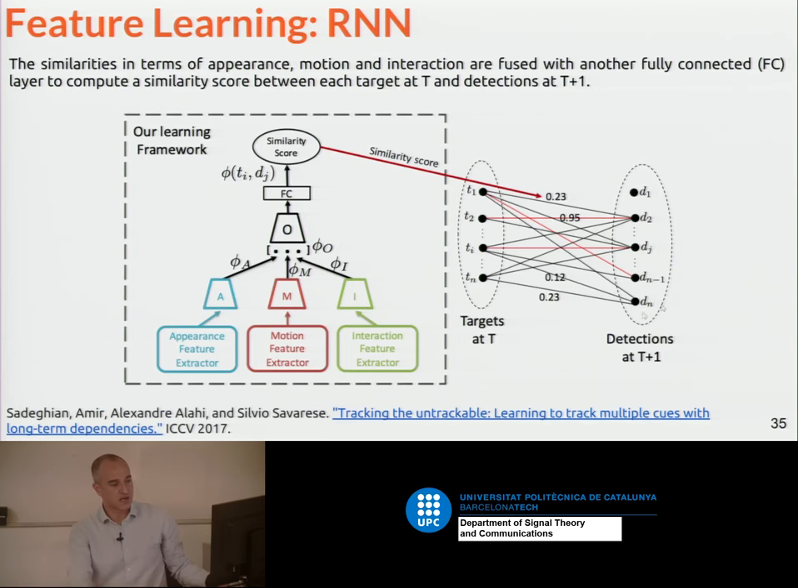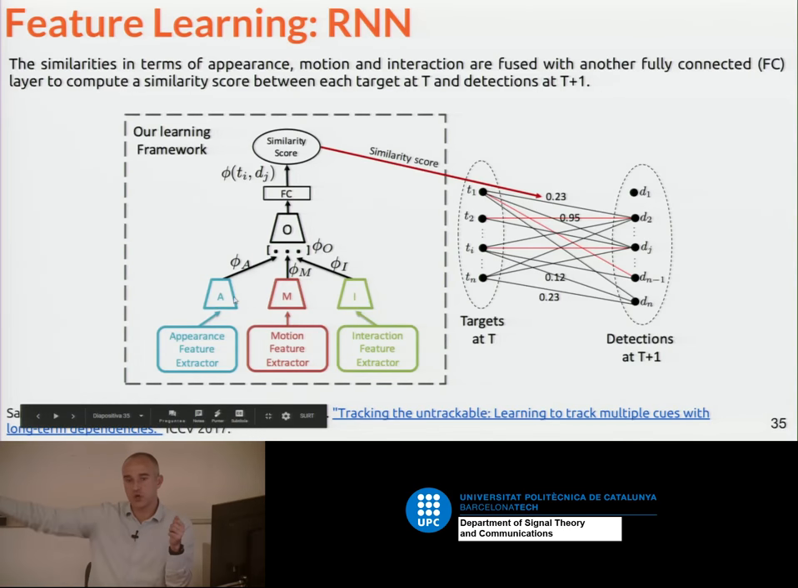Yeah? So this is the classic approach. This part is not specific to this algorithm; many algorithms do this. You are tracking, in this case, n objects, and you have whatever number of detections, and you want to do a matching. They propose this network to compute this similarity score. But what's interesting about this network is the way they encode the temporal evolution of the appearance, the motion, or the interaction.